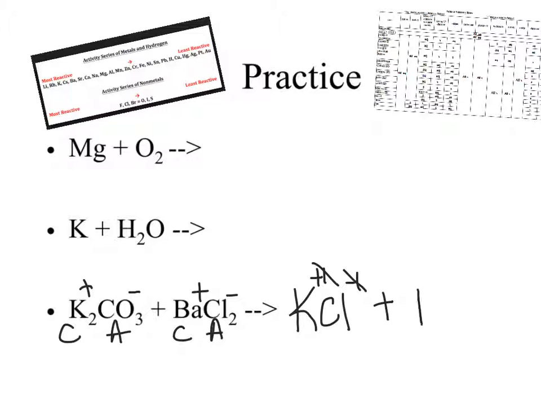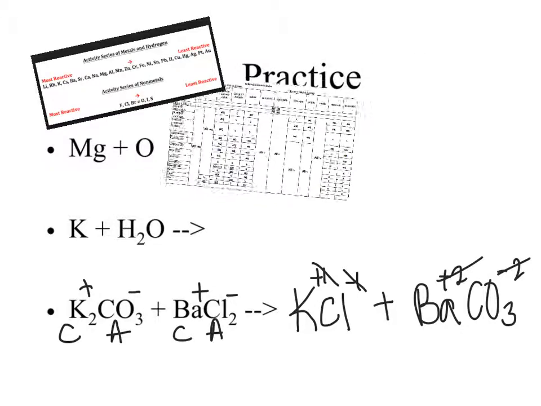And then we're going to have barium carbonate. Barium is in group 2, so his charge is +2. Carbonate's charge is -2, so those charges again are going to cancel. But I still don't know if this reaction is going to happen, so let's go to our solubility chart.